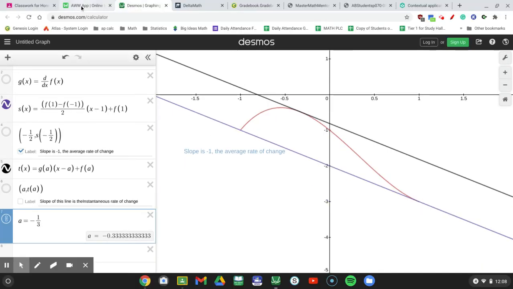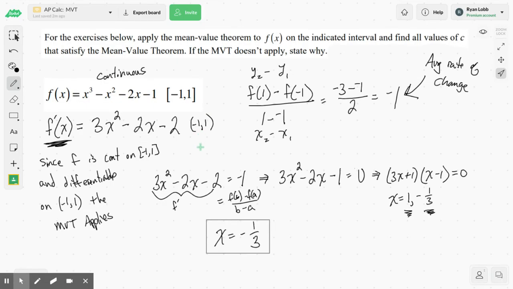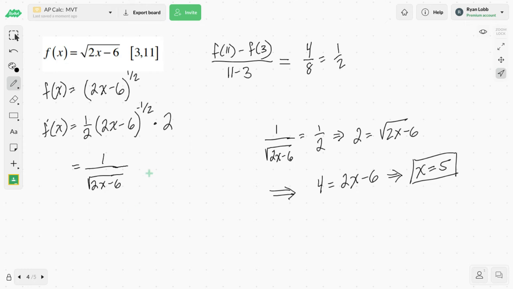All right, let's jump back over here. Here's another one. We've got a radical function. Now in this case, we're looking from 3 to 11. This function is continuous from 3 to 11. This function would be defined. If I thought about how I would find the limit, I would direct substitute, I would get a value. So that's going to be continuous.